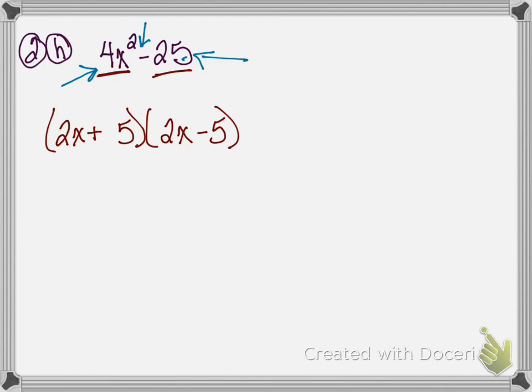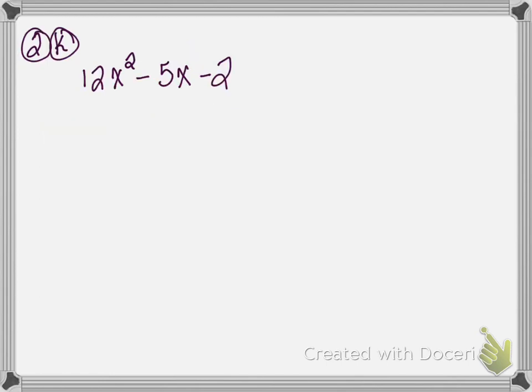Okay. Now our last one where we're factoring is 12x squared minus 5x minus 2. 12x squared minus 5x minus 2. Now, because we have a coefficient right here, I'm going to remind you how to do the AC method. And this is because we have a coefficient in front of that x squared.